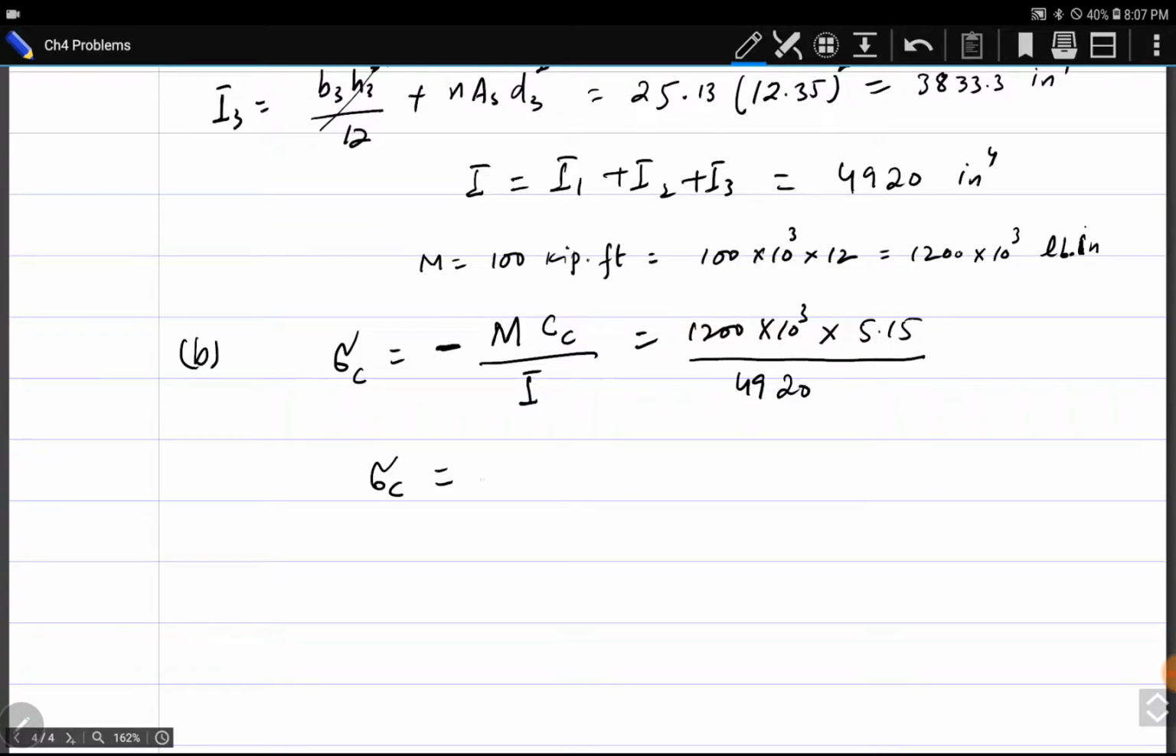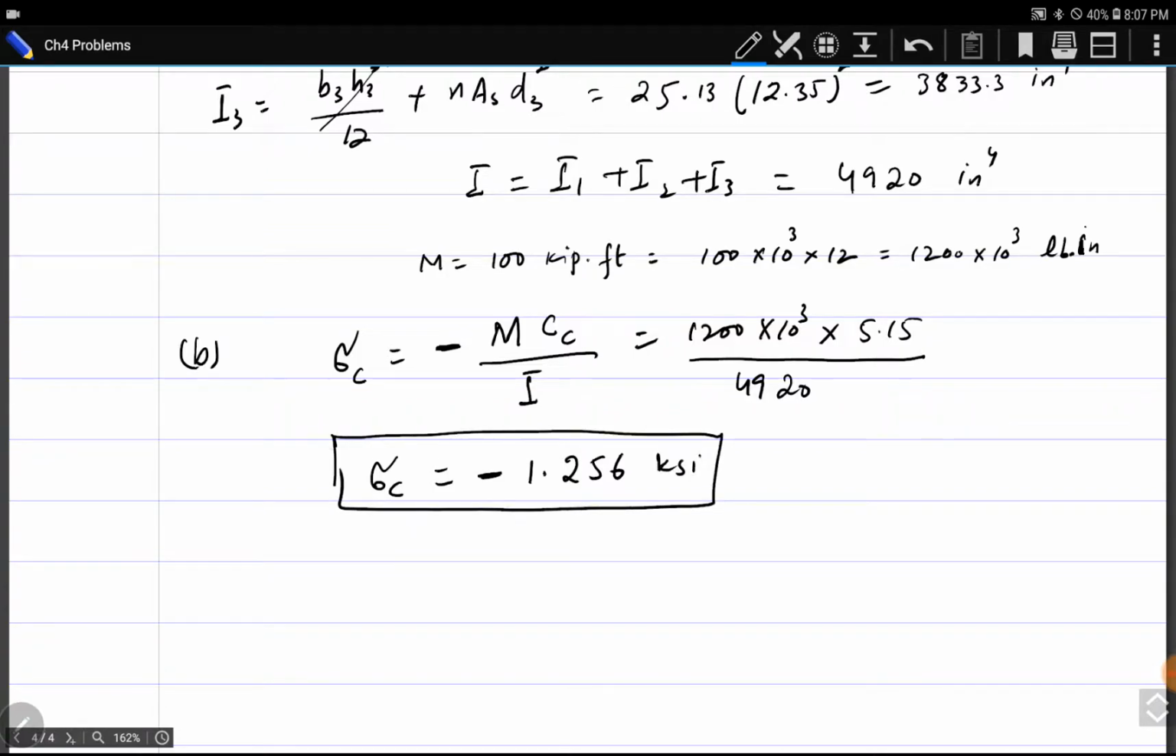Concrete is always under compression, so we will keep a negative sign intentionally. Sigma for concrete becomes minus 1.256 into 10 power 3 psi. So I will write it as KSI. 10 power 3 psi becomes 1 KSI.